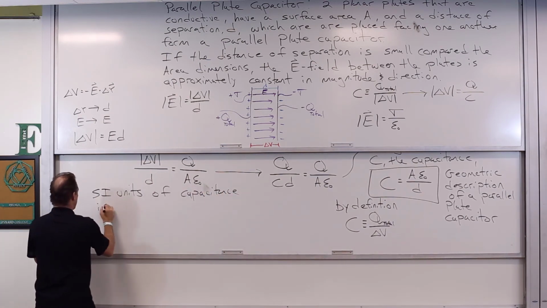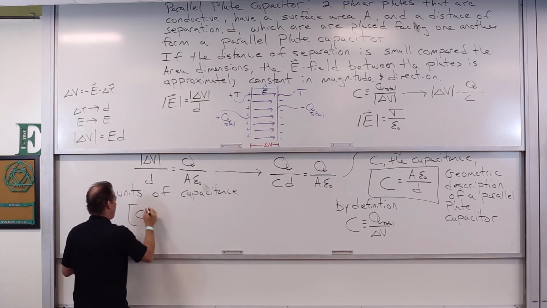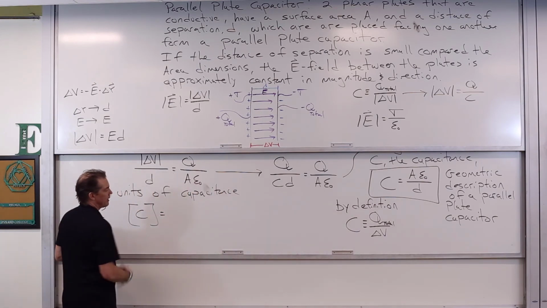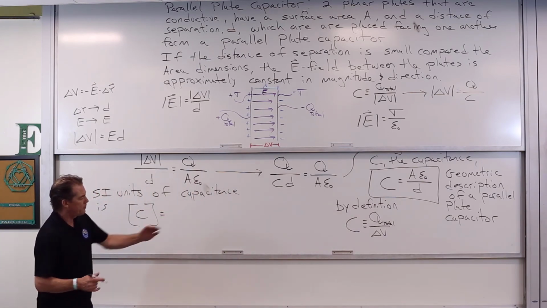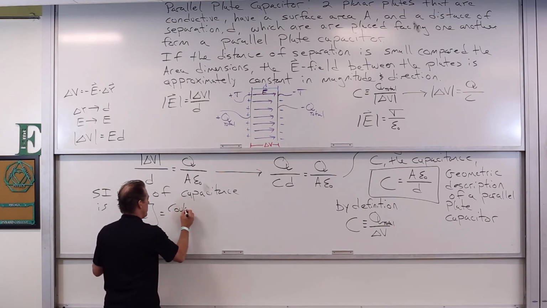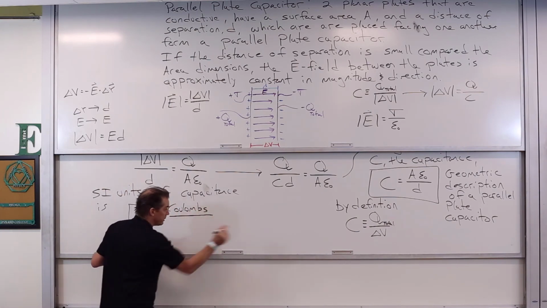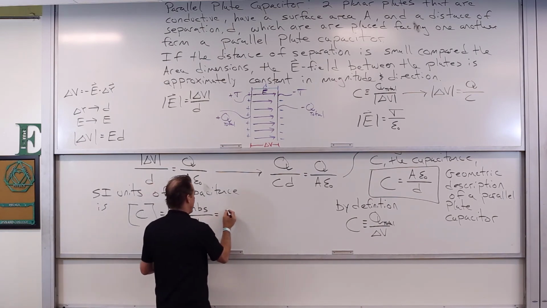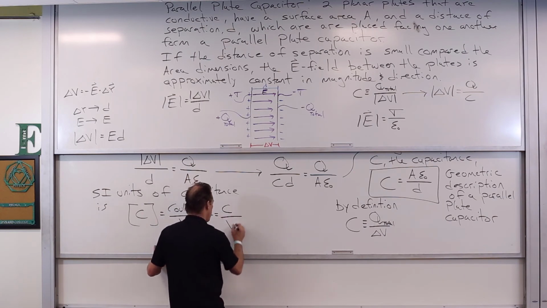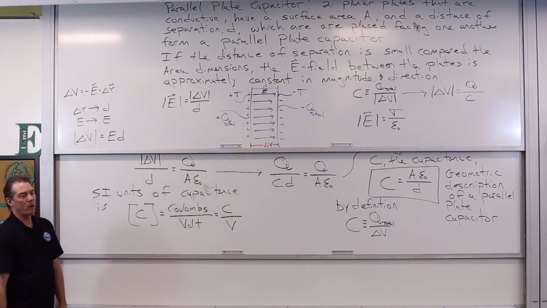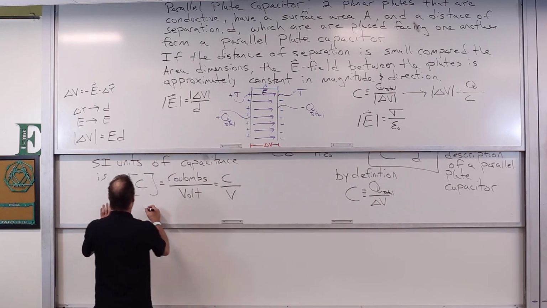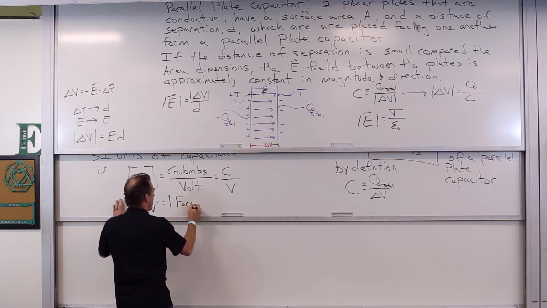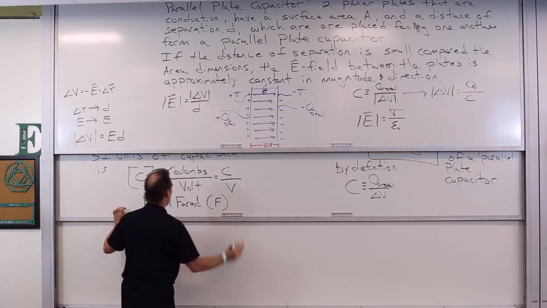So we want to look at the SI units of capacitance. It's easiest to say it has charge per unit potential difference, so coulombs per volt. That's C per V. And what do we do with that? Well, we call 1 coulomb per volt equal to 1 farad. We use capital F.